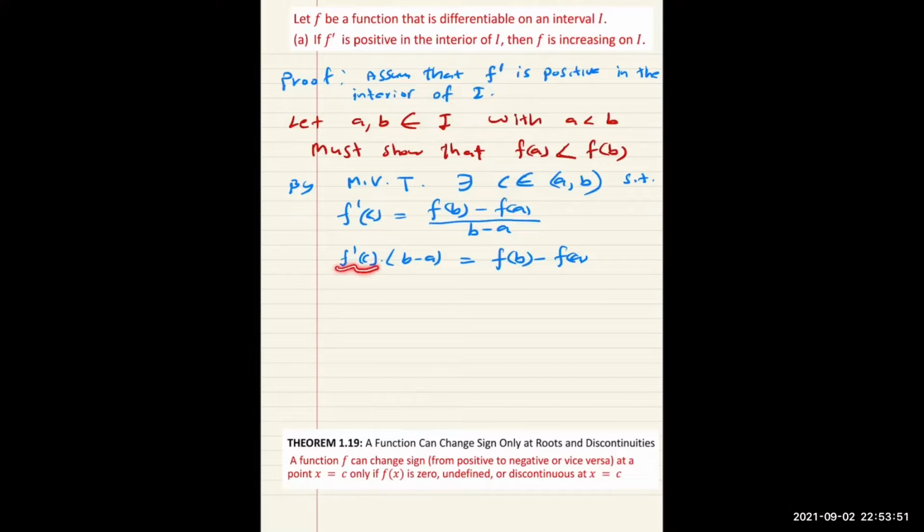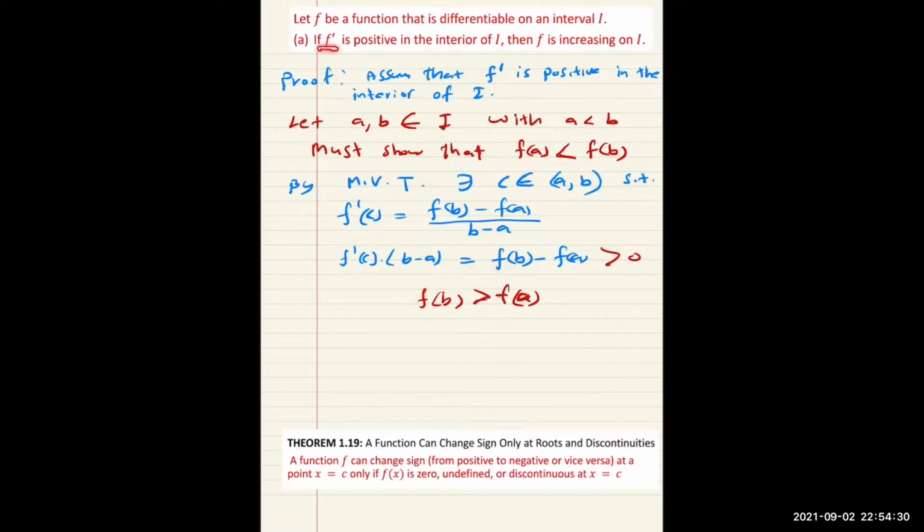Notice that this is positive because of my hypothesis. And this is also positive because I'm assuming that b is greater than a, so b minus a is positive. This whole thing is positive. That means this term has to be positive because these two are equal. What does that tell you? That tells you that f of b is greater than f of a. That's what I wanted to prove. We have proven that here.